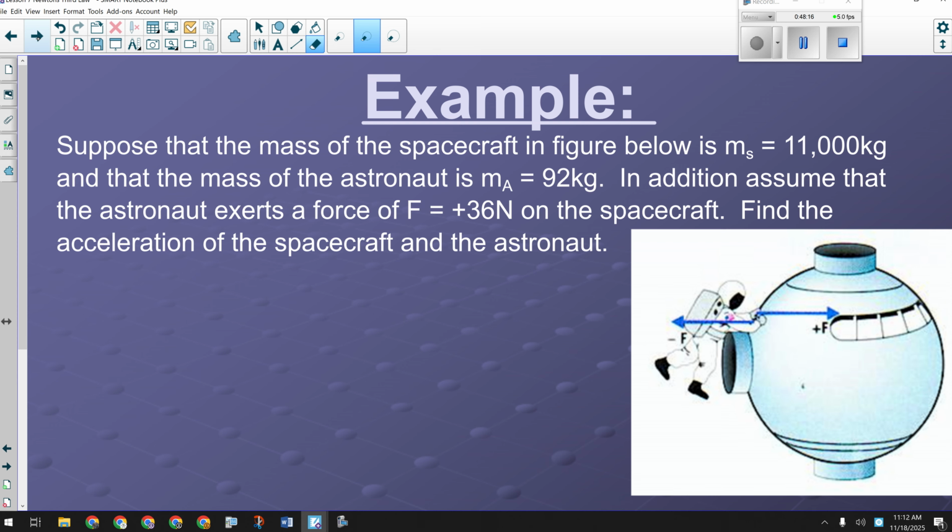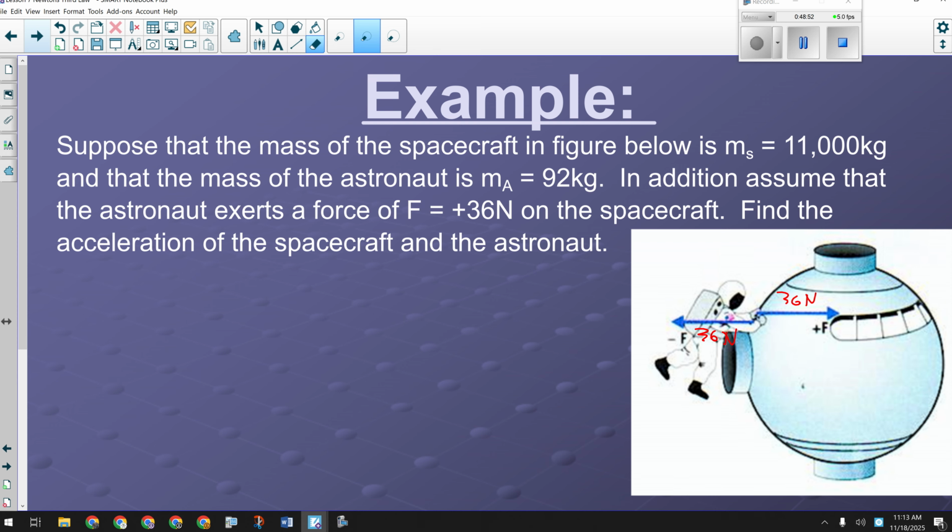Okay, so simple Newton's third law question. You're in space, you push on the spacecraft. You have a mass of 92 kilograms. The ship has a mass of 11,000 kilograms. You push with 36 newtons this way. What does the ship do? It pushes back with 36 newtons this way. Do you both accelerate? Yeah. Are your accelerations the same?